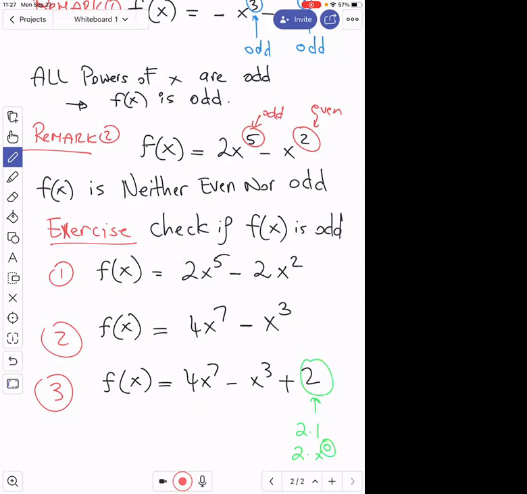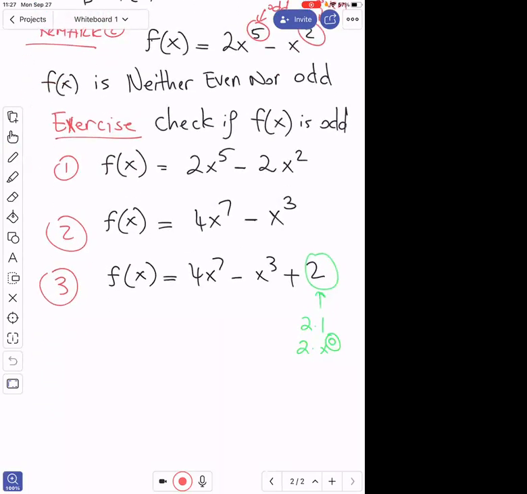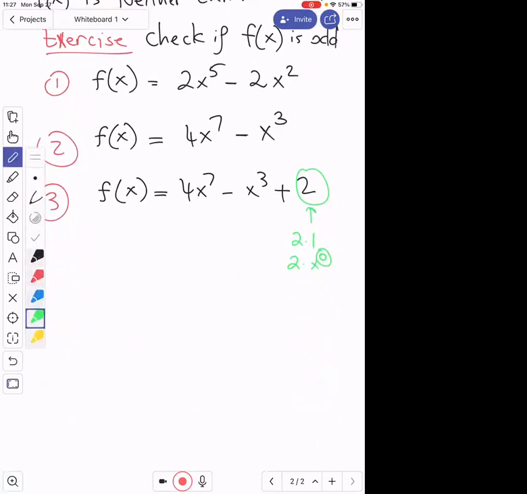All right, so let's do this. For number 1, as Bajan said, it should be neither, because 5 is odd, 2 is even, so it's a mixture of odd and even powers. So the function is neither. But let's follow the steps and see if this is true.